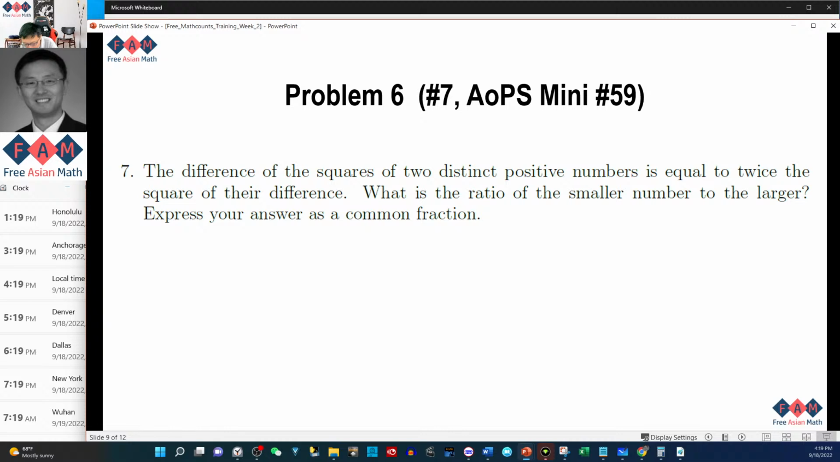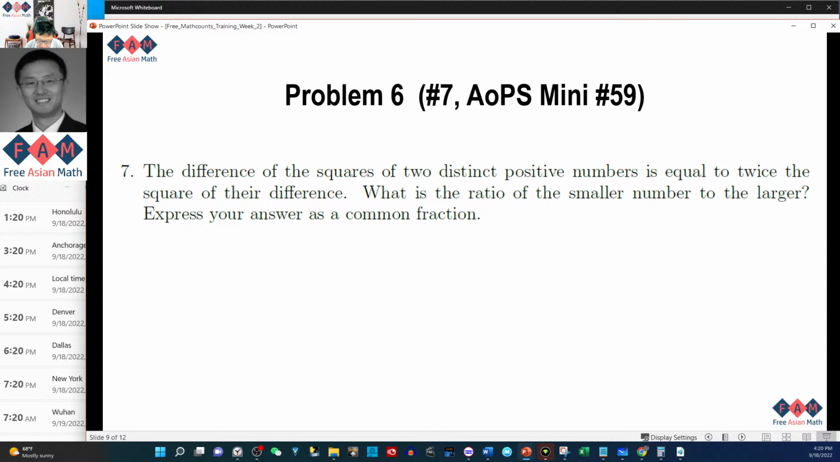So what is the ratio of the smaller integer to the larger? Express your answer as a common fraction. Okay, so we just need to know the ratio. That's why we need to refrain from starting the problem. First, we need to know what we want to solve. We are not asked to get the exact values of those two numbers. We just need to know the ratio of the smaller to the larger.